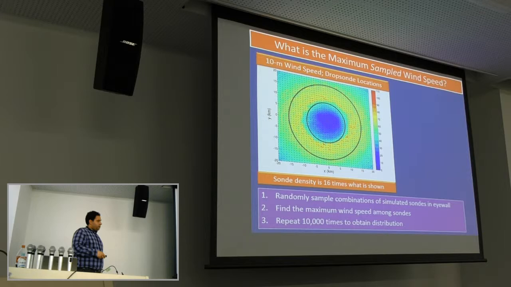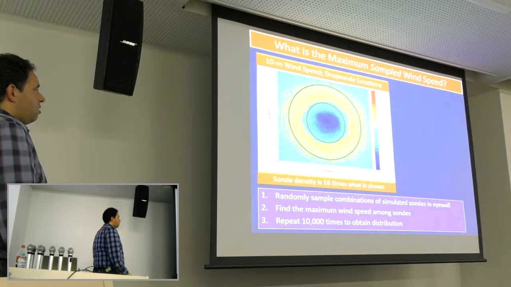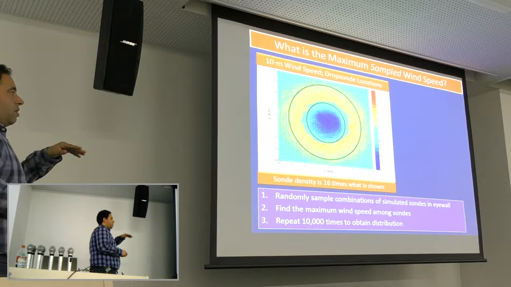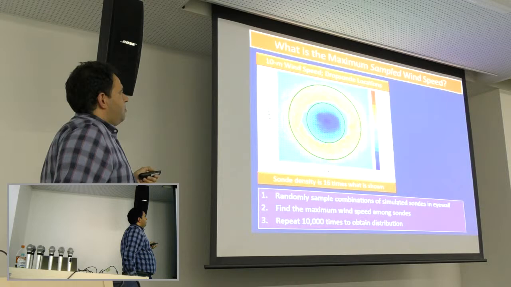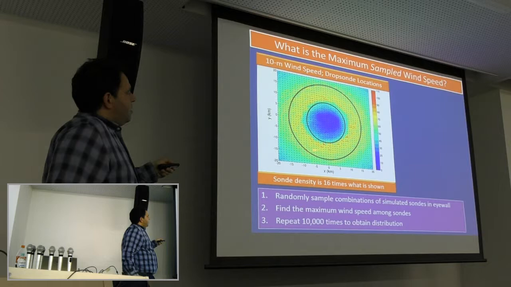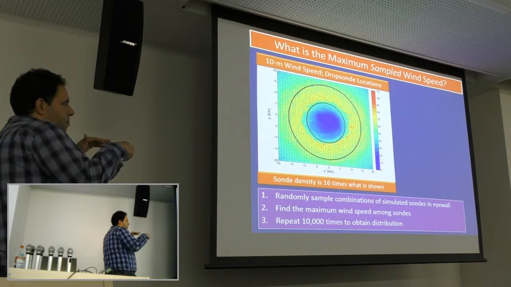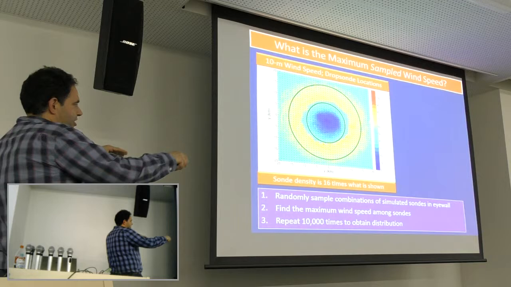And I just want to talk a bit about what the maximum sampled wind speed in a tropical cyclone is. This is similar to the analysis I showed you earlier with the observational sondes, but explains it a little bit more. This shows the horizontal cross-section of the 10-meter wind speed, and the black lines here indicate the eyewall region, and the black dots indicate where we're dropping dropsondes in the simulation. And recall that the actual density of the simulated dropsondes is 16 times what's shown here. So it's every 250 meters.